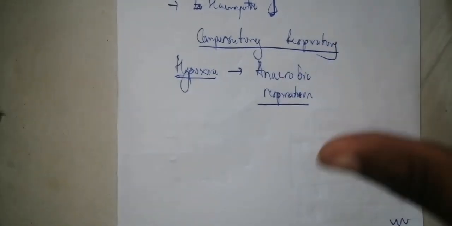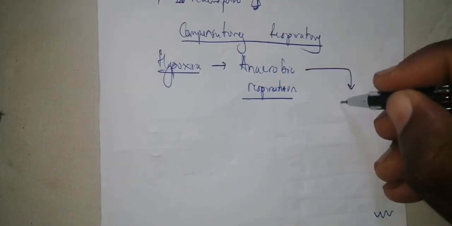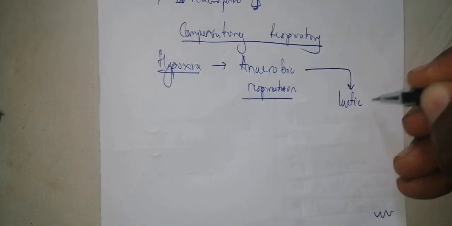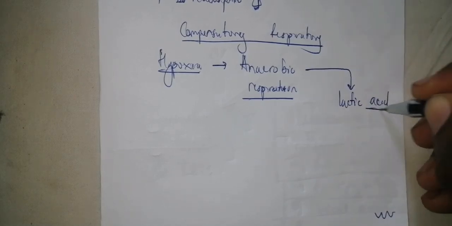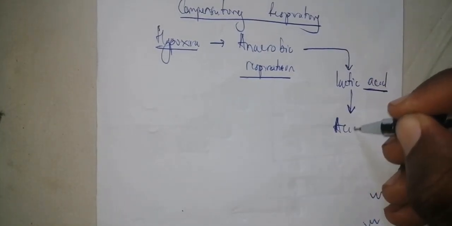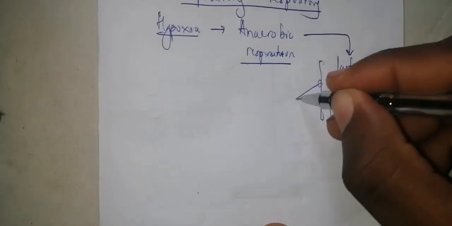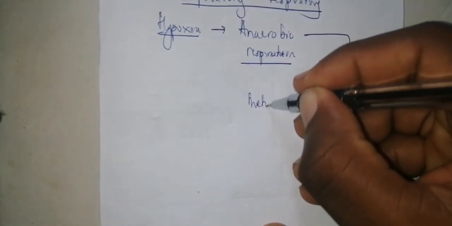And when the body moves on to anaerobic respiration, there is going to be lactic acid production. And lactic acid is an acid, so you're going to have the release of hydrogen ion into the blood. That's going to result in acidosis. Is it clear? Now you need to know that this type of acidosis is called metabolic acidosis.